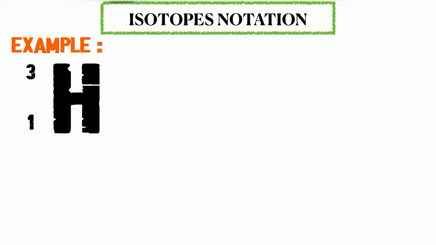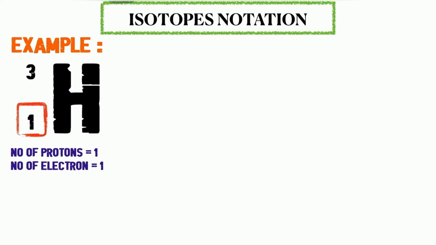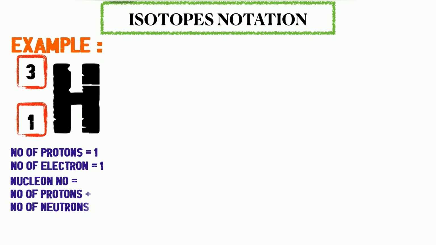Let's see the isotope notation of hydrogen. From the isotope notation, you can get the number of protons. The atomic number is the number of protons, which for hydrogen shows that it has one proton. And we know that for a neutral atom, the number of protons is the same as the number of electrons, so the number of electrons is 1. The nucleon number is the total of the number of protons and number of neutrons. So to get the number of neutrons, nucleon number minus number of protons, so it is 2.